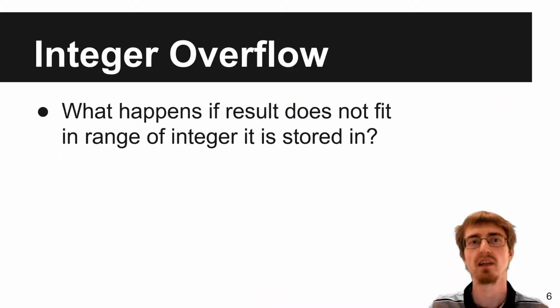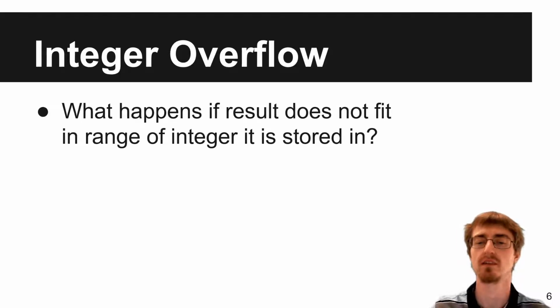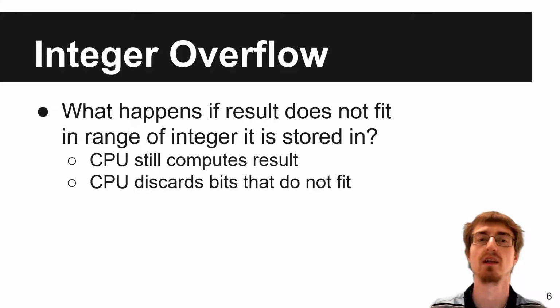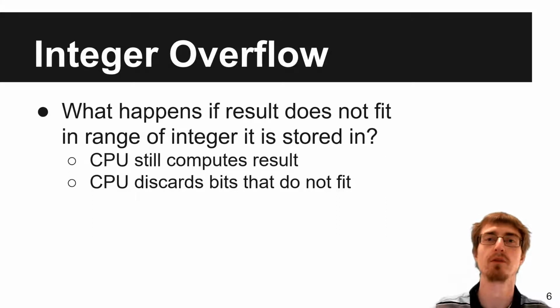As I mentioned, integers have a limited range, so at some point there are numbers that do not fit in. What happens if we still try to put one of those numbers into the integer? Well, the CPU will still compute the result. However, it discards the bits that do not fit. So the result that you get has some of the bits correct, but the others that do not fit have simply been removed. Now, what is the impact on the result?